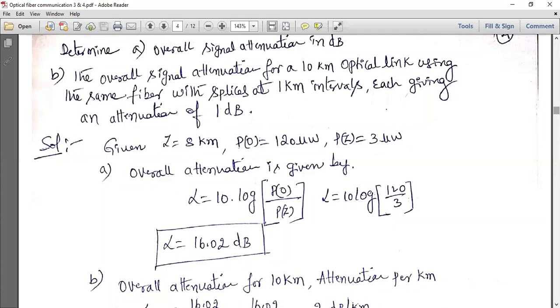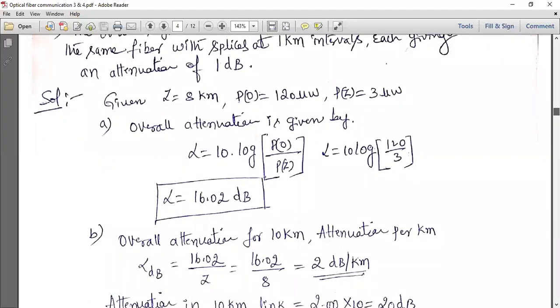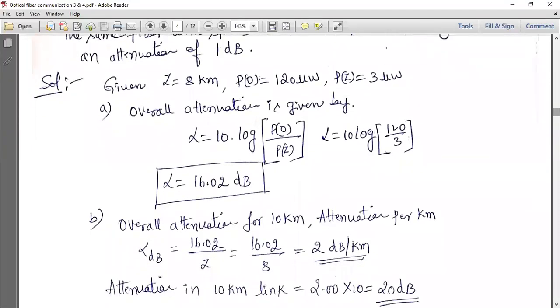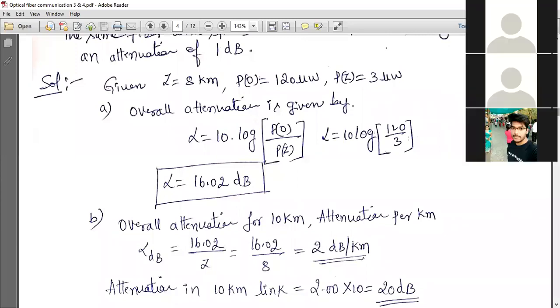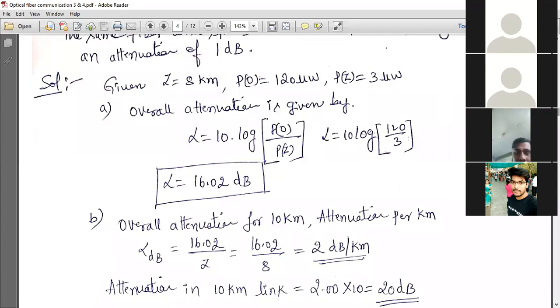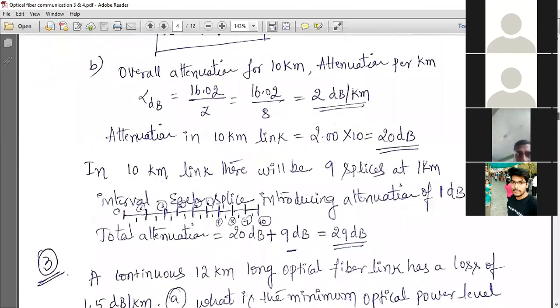Okay. So in the second case, your signal attenuation for a 10 kilometer optical link using a fiber. For a 10 kilometer link, what is the attenuation you have to find? So to find that, first to find per kilometer, alpha dB is equal to 16.02 divided by Z, and then divide by 8. So it will be 2 dB per kilometer. So 16 dB for 8 kilometer means 2 dB per kilometer is your overall attenuation. Then 2 dB into 10 will give you 20 dB. Okay, it's 20 dB.